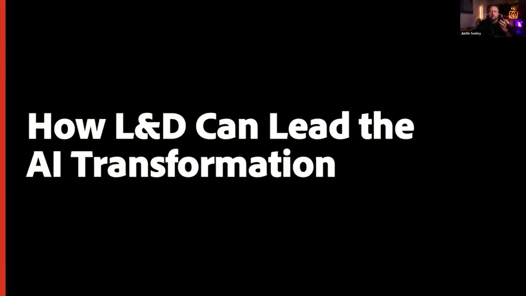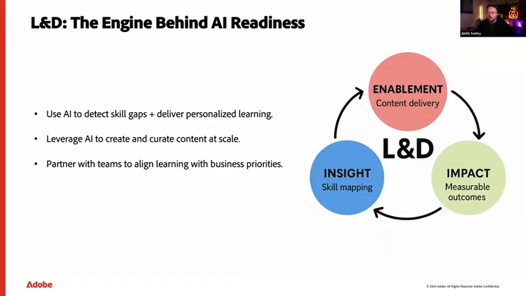So, how can we as L&D professionals lead this AI transformation? I think it's actually pretty simple. L&D needs to be the engine behind AI readiness. So, we need to partner with all of the different departments who are thinking about implementing AI strategies, and we need to help them. We need to offer this up as a help, a support type of thing. So, we need to be able to use AI to detect skills gaps within our workforce and deliver personalized learning.